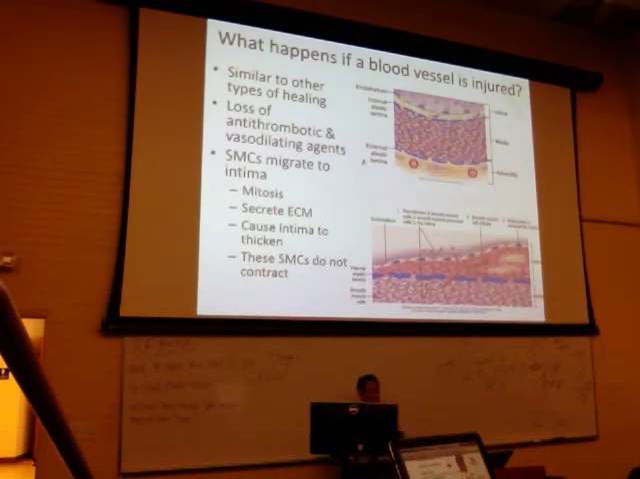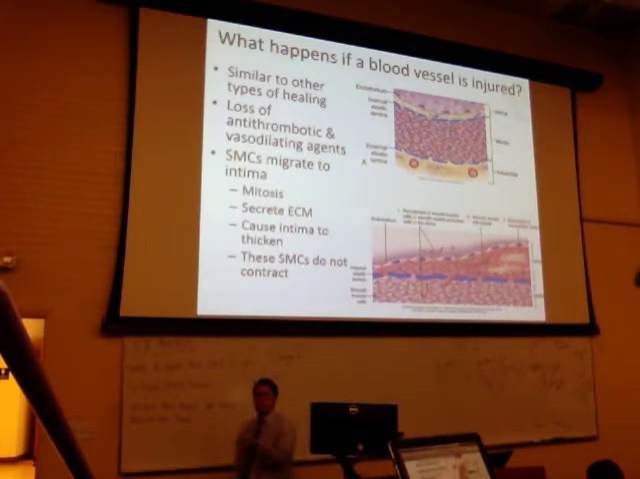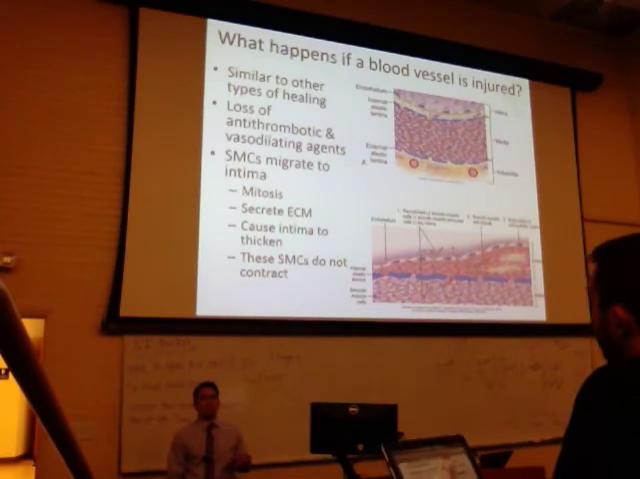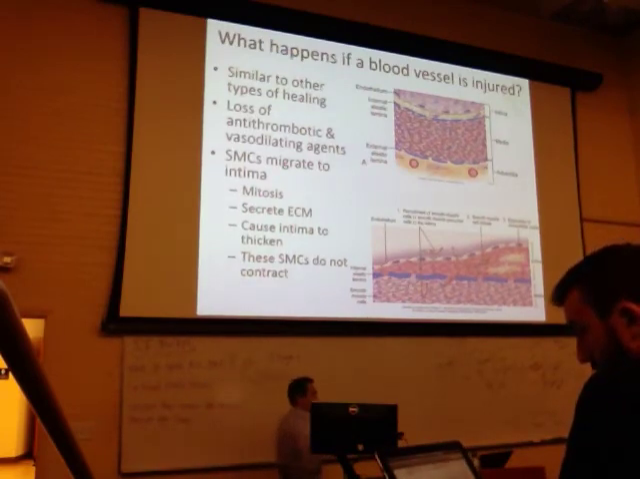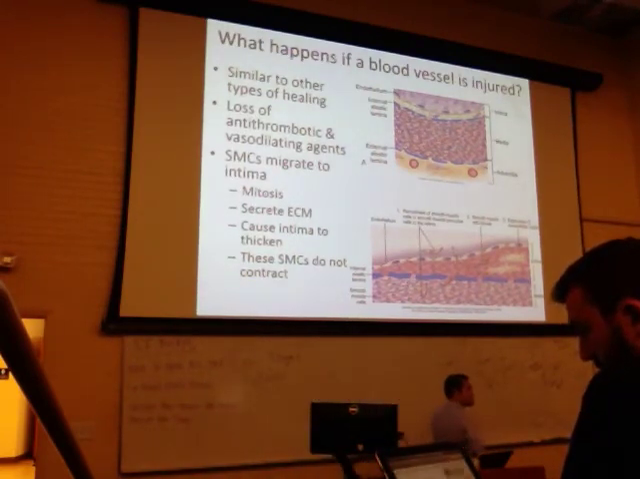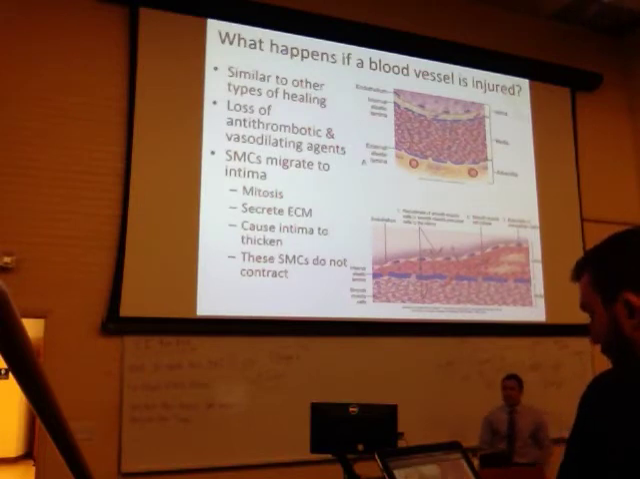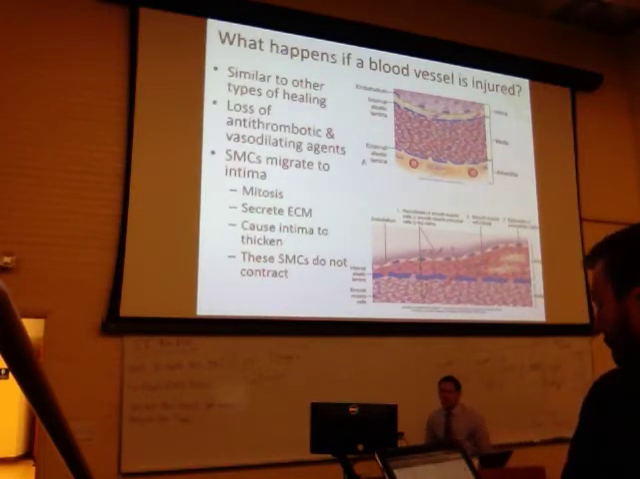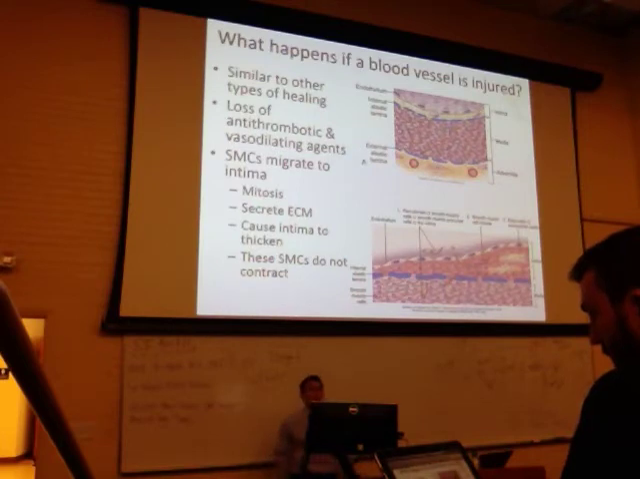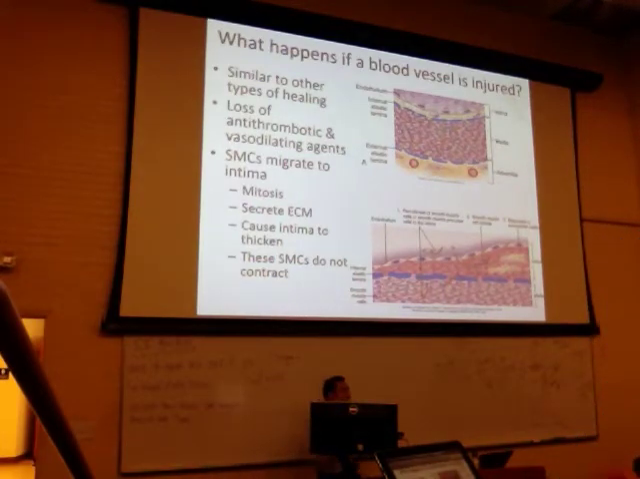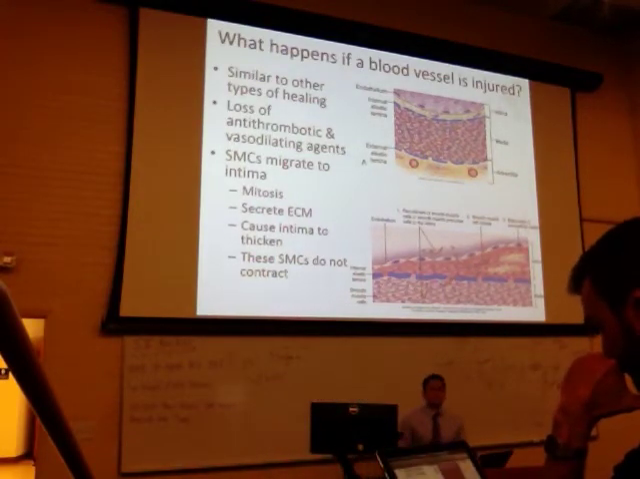This is vessel damage. And so we want to talk about what happens with vessel damage. And how does a vessel get damaged? Well, this is very similar to all other types of healing that we've looked at this semester. We're going to see an inflammatory response. Okay, we're going to see macrophages coming into the area. We're going to see a fibrotic response. We're going to see extracellular matrix coming in and being laid down.